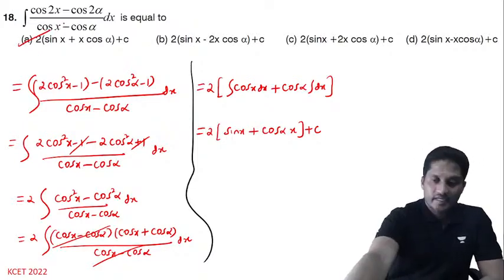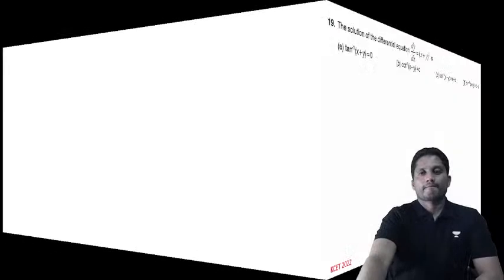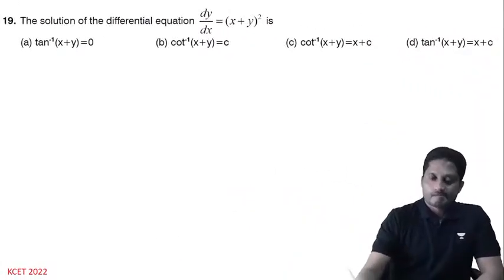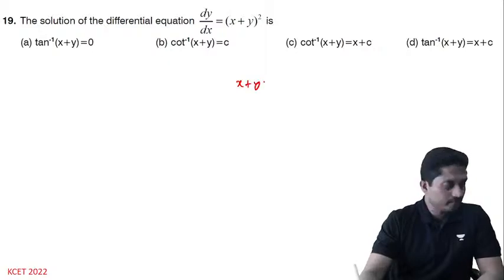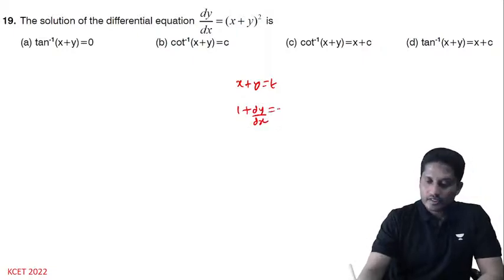Now question number 19. Okay, I'm going to put x plus y is equal to t. 1 plus dy by dx is equal to dt by dx, right? And then dy by dx is equal to dt by dx minus 1.